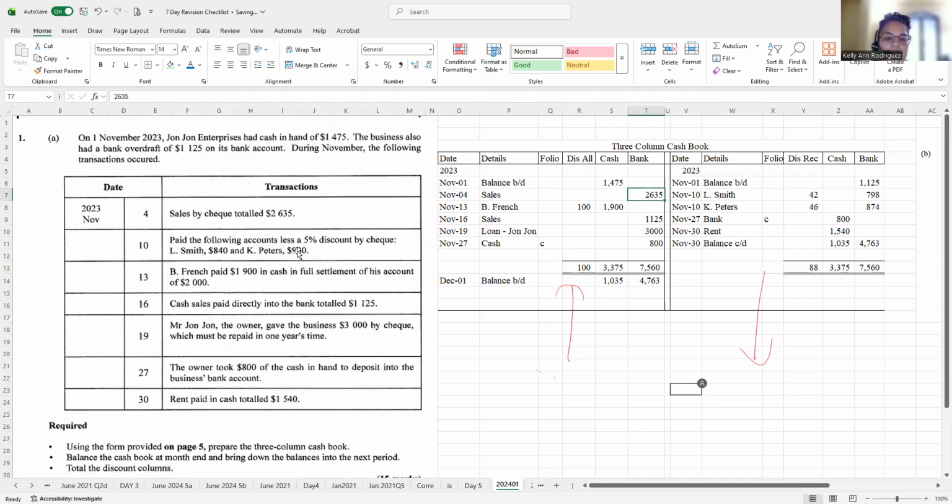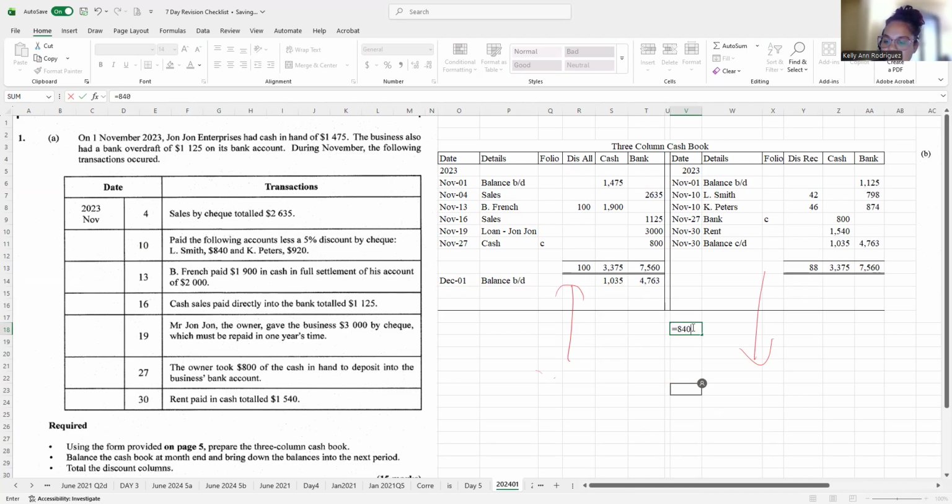Pay the following accounts, less 5% discount, by check. Say paying L Smith. The moment you're paying, that's already telling you it's reducing. What you're paying by check is bank, so reducing bank on the credit side. L Smith 840 and K Peters 920. If you know maths, for a 5% discount you either calculate 95% to get the full figure being paid, or you calculate the discount and minus it. It's up to you how you do your minus.